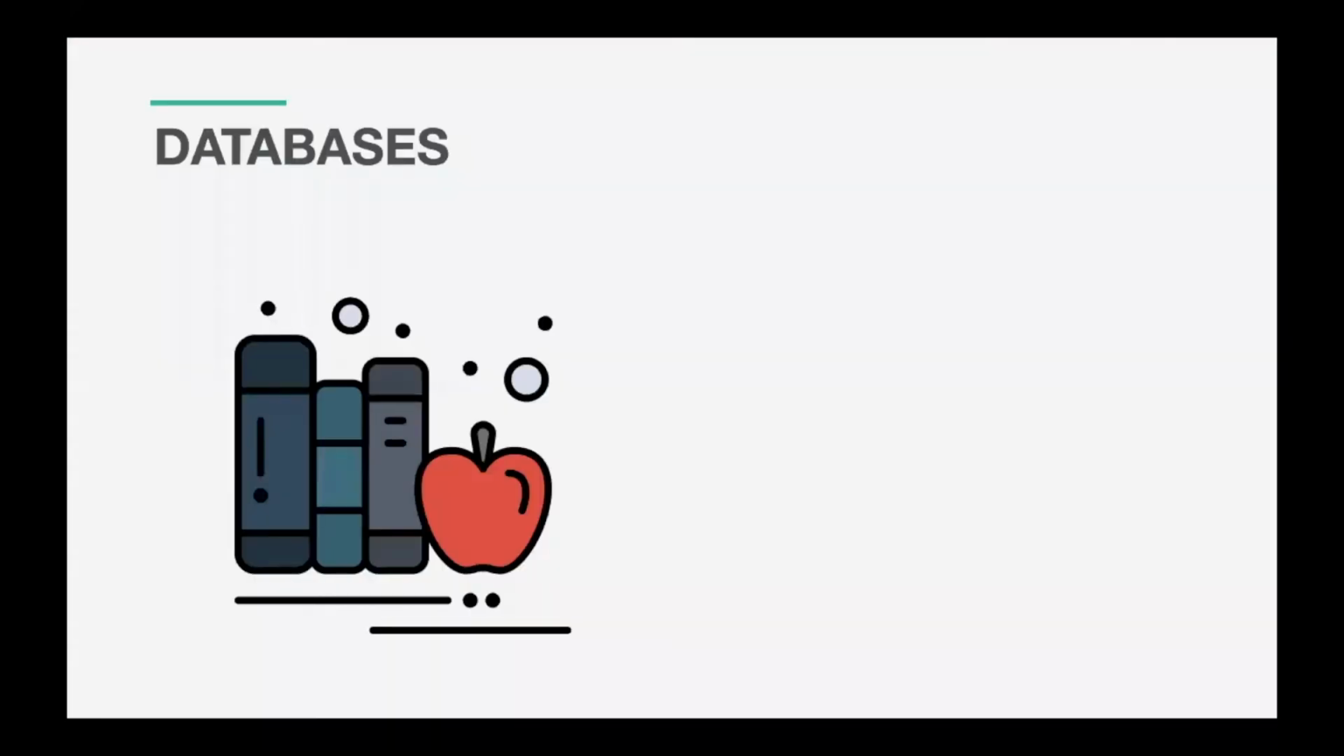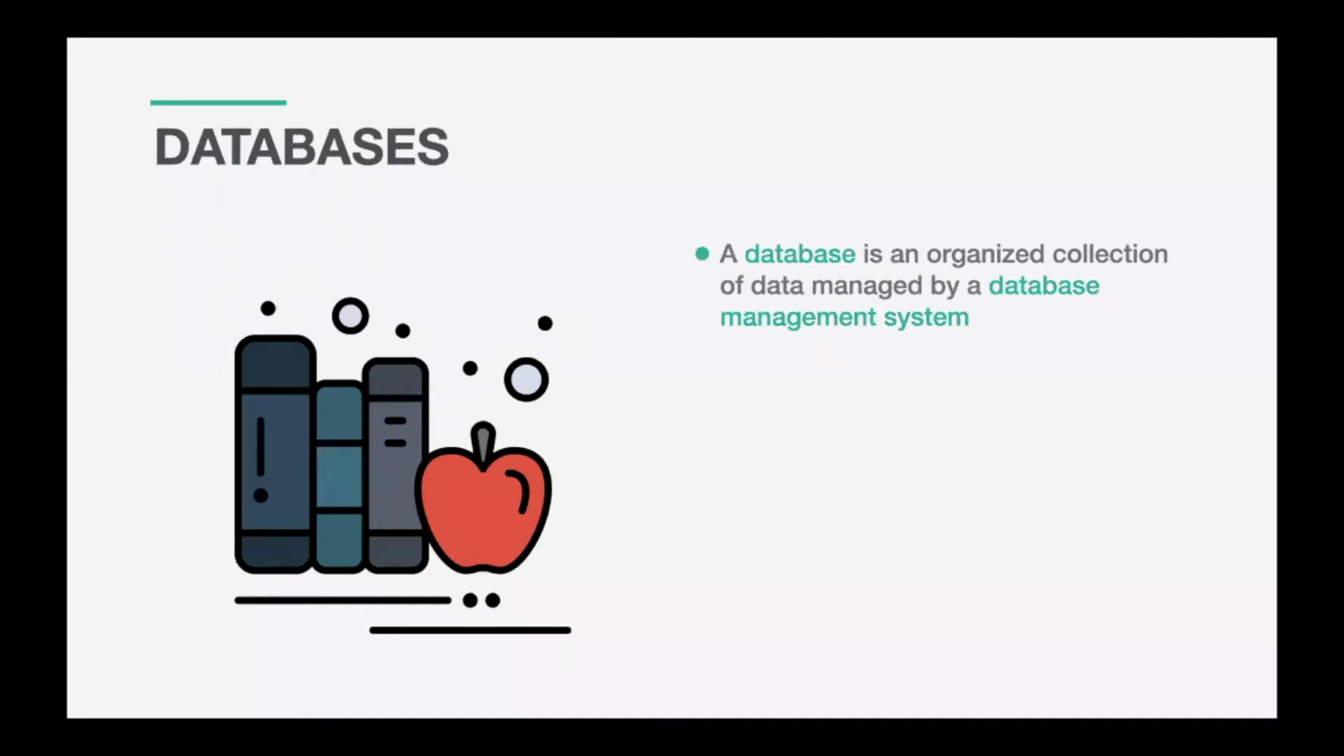Databases. A database is an organized collection of data managed by a database management system. In the past, we've stored data in arrays or objects, or maybe in an external file, like a JSON file. Data can also be stored in files like HTML or a Word document. These are all ways of storing data. But eventually, if you want to scale the amount of data you're managing, you're going to have to rely on a database of some sort.